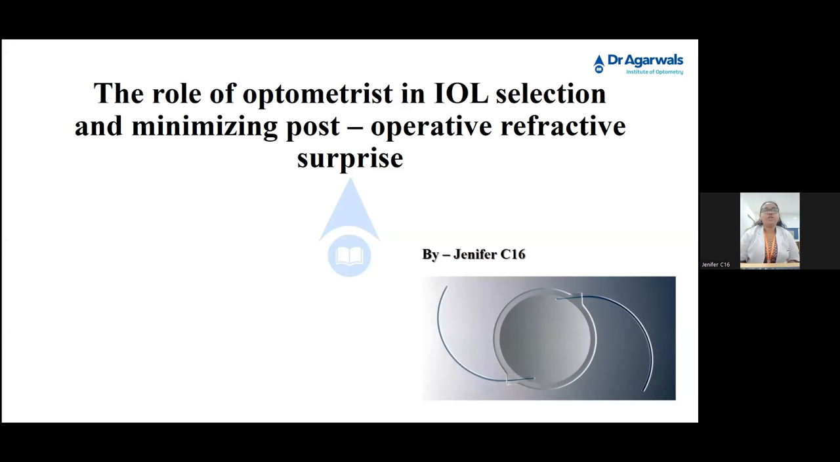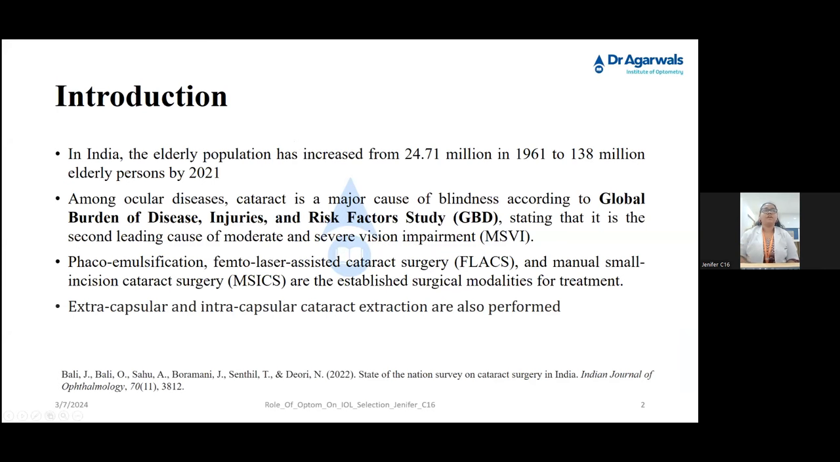Hi, this is Jenifer. Today's topic is the role of optometrists in intraocular lens selection and minimizing the post-operative refractive surprise. Introduction. In India, the elderly population has increased from 24.71 million in 1961 to 138 million elderly persons by 2021. Among ocular diseases, cataract is a major cause of blindness according to the Global Burden of Disease, Injuries and Risk Factors Study, stating that it is the second leading cause of moderate and severe vision impairment.